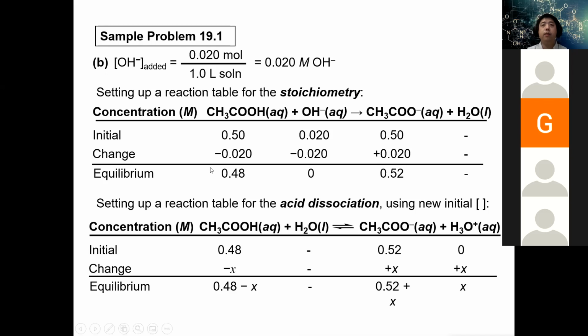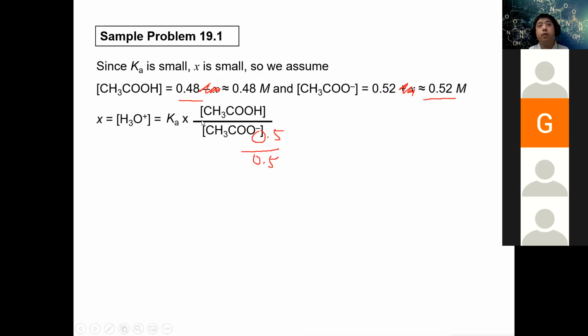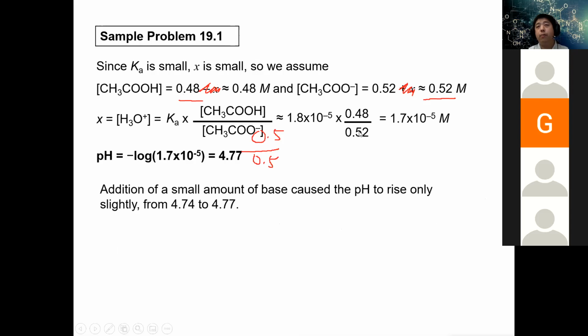All right. So with that said, let's put this into our Ka equation. We set it up the same exact way. This time, remember, the minus x is negligible, the plus x is negligible. But now we no longer have the 0.5 over 0.5. This is now going to be your 0.48 and 0.52.